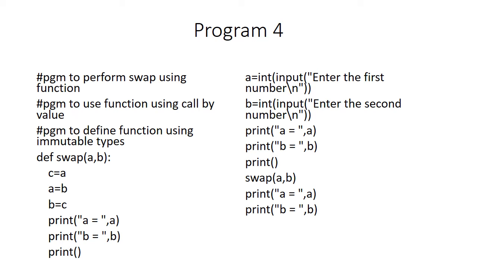After swapping, we again print the values of a and b. That means now we have printed the values of a and b three times: first before the swapping, then inside the swapping function, and after coming back to the main program, that means outside the swapping. And see the changes, see the result, see the values.